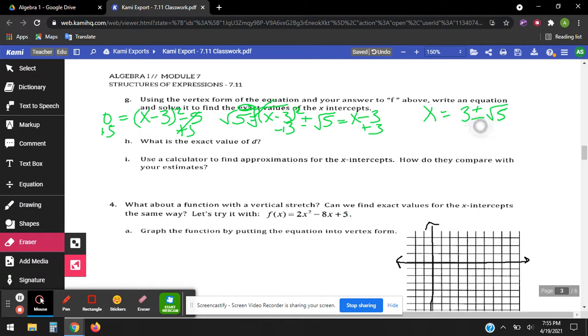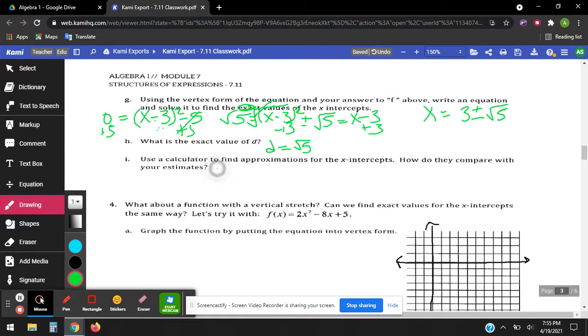All right. What is the exact value of D? Well, D would be the distance. So I started with 3 as my line of symmetry. So if I took 3 and I add or subtract to it, D has to equal the square root of 5. So using a calculator, we'll find the approximations for the x-intercepts. So 3 plus the square root of 5, 3 minus the square root of 5.